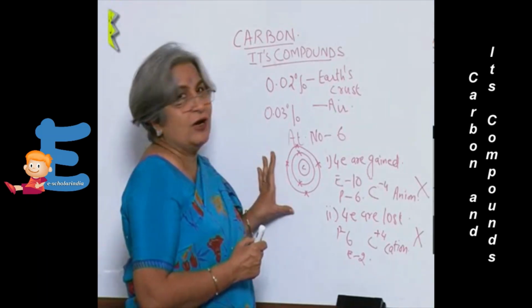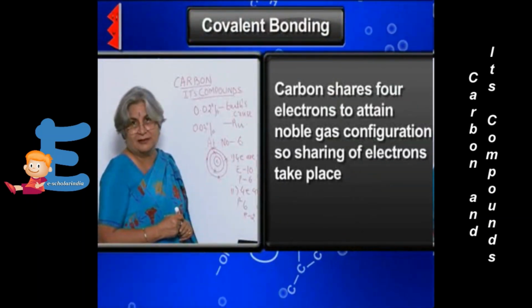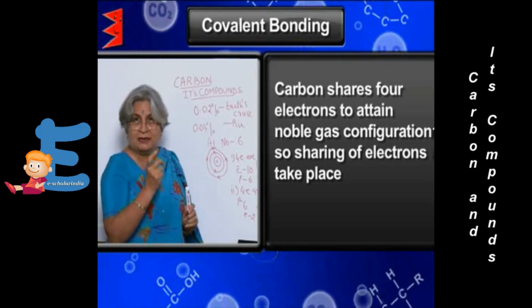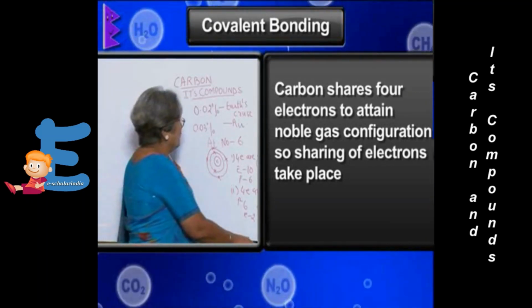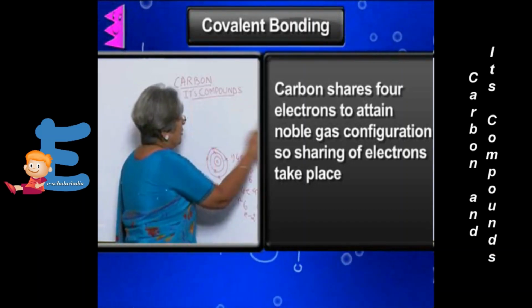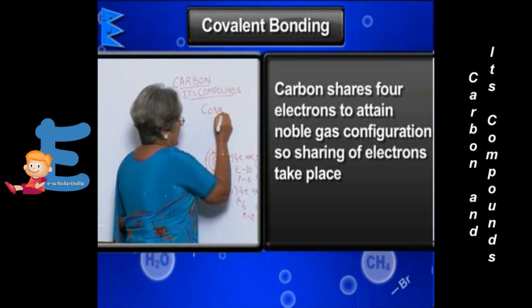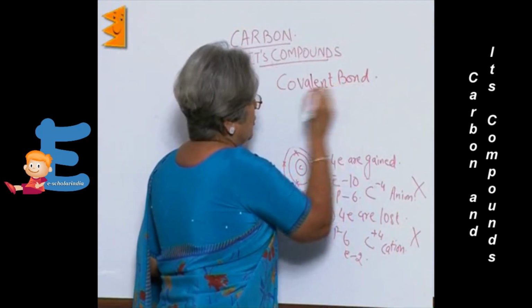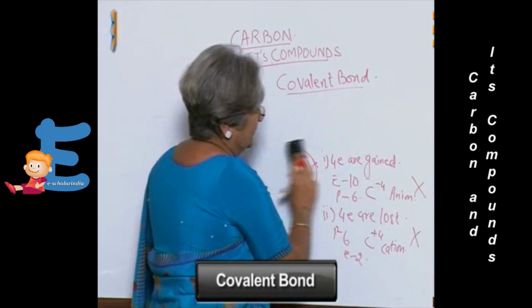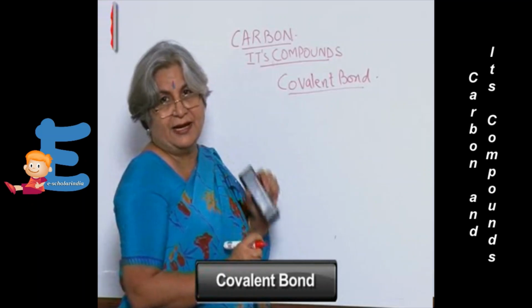That is exactly what carbon does. Carbon shares electrons. The 4 electrons deficiency is fulfilled by sharing. This kind of bond is called covalent bond. It is not just the carbon which shows covalent bonding. There are many other elements which also show this kind of bonding.